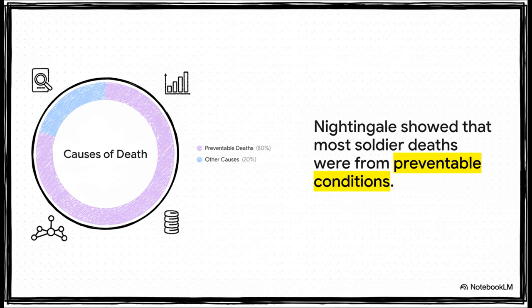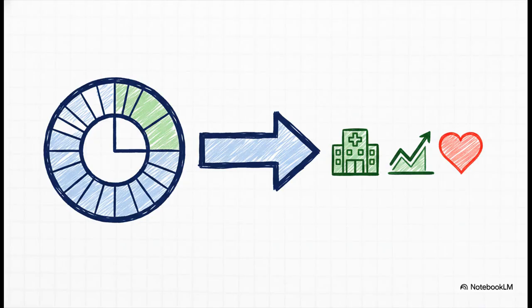Now, to convince a bunch of skeptical officials, she didn't just hand them a table of numbers. No, she created a powerful chart, a lot like this one. That huge slice right there, representing preventable deaths, made the problem completely impossible to ignore. The impact was immediate. Her visualization was so clear, so compelling, that it led directly to massive reforms in hospital sanitation, and it ended up saving countless lives. That is the power of telling a good story with your data.